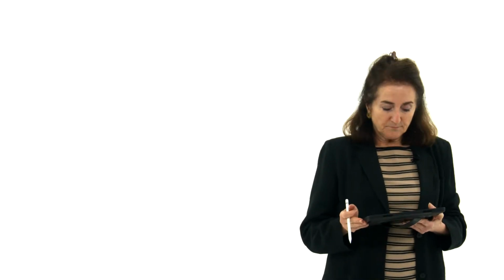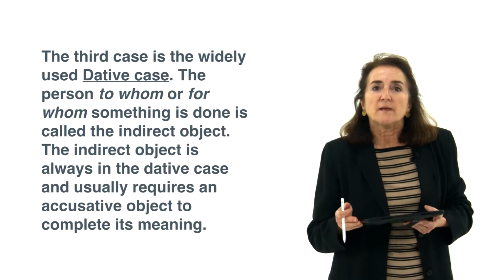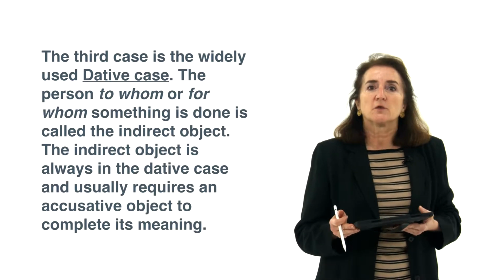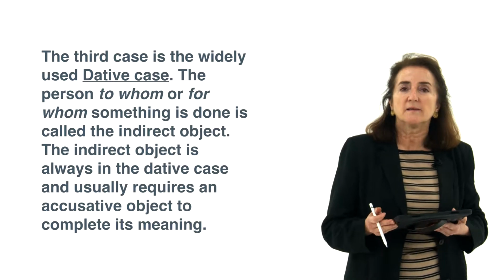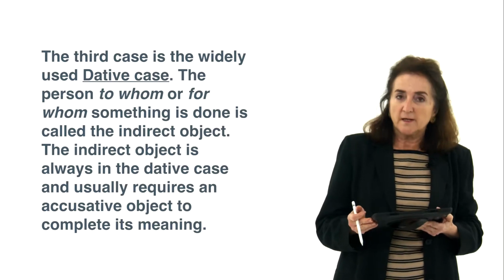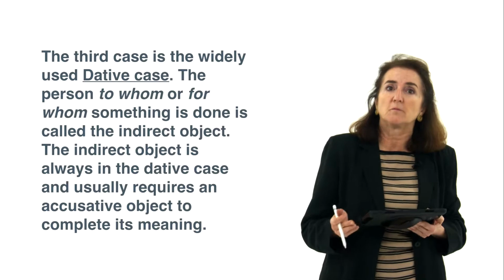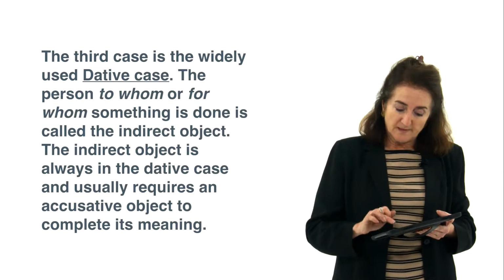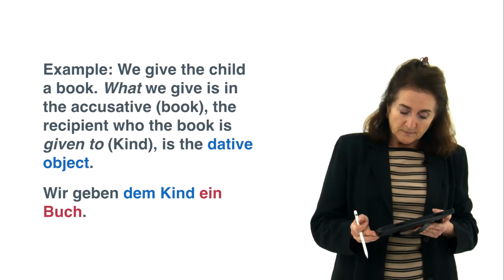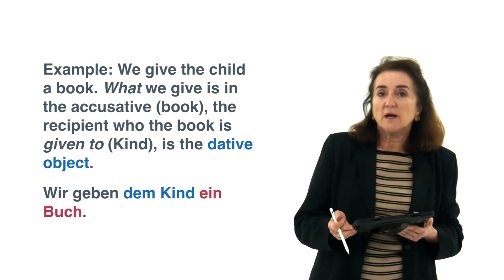The third case is the widely used dative case, the person to whom or for whom something is done. So the indirect object is always in the dative case, and it usually requires an accusative object to complete the meaning, and you will see what I mean. So, for example, we give the child a book.